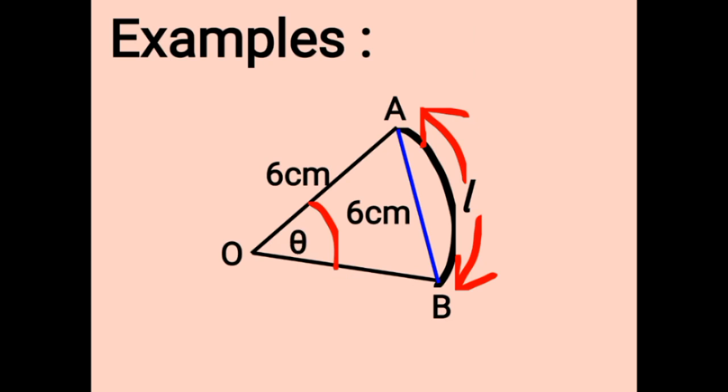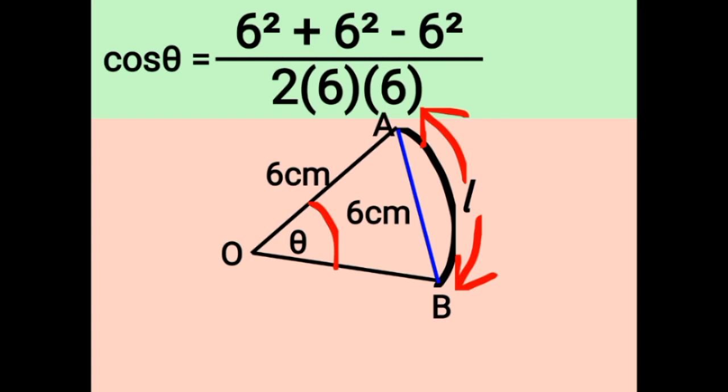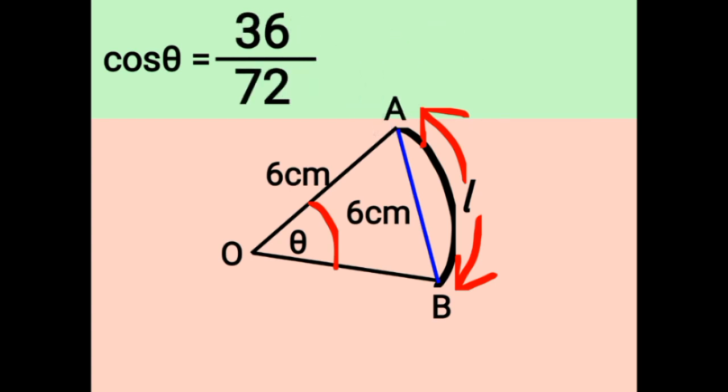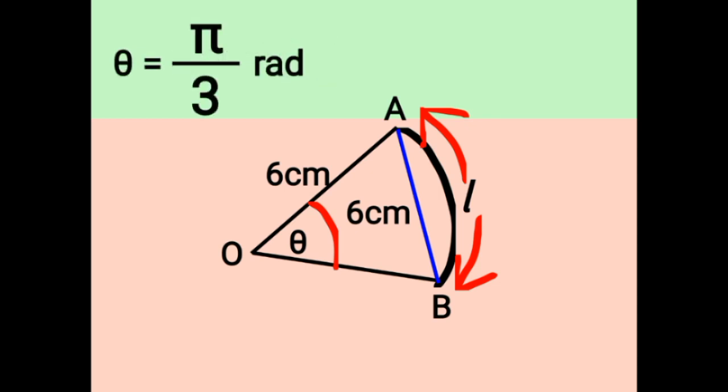Here since we know the length of OA, OB and the chord AB, we can use the cosine rule to calculate the angle theta. So using this version of the cosine rule, cos A equals b squared plus c squared minus a squared over 2bc. Cos theta equals 6 squared plus 6 squared minus 6 squared over 2 times 6 times 6. Cos theta equals 36 over 72. Cos theta equals 1 over 2. Taking the inverse of cosine, theta equals cos inverse 1 over 2. Theta equals pi over 3 radians.